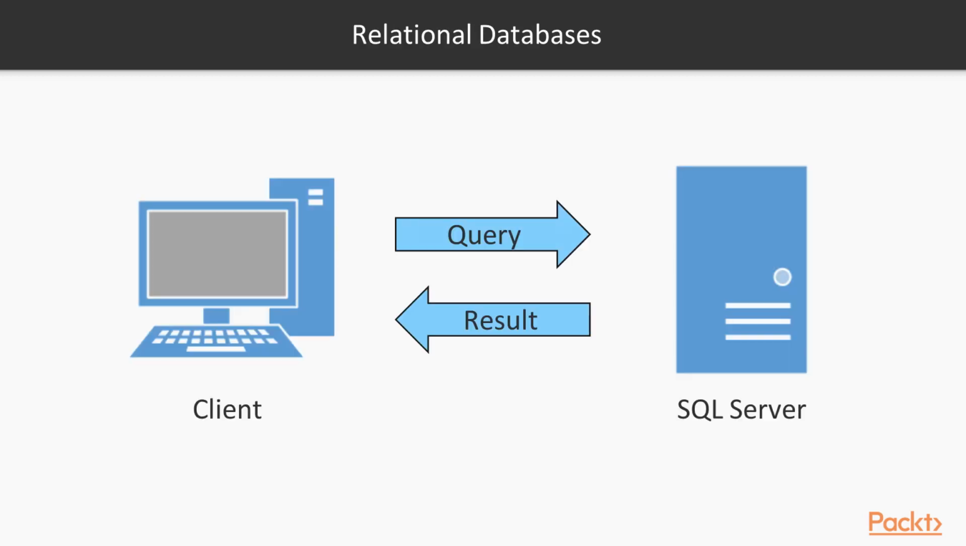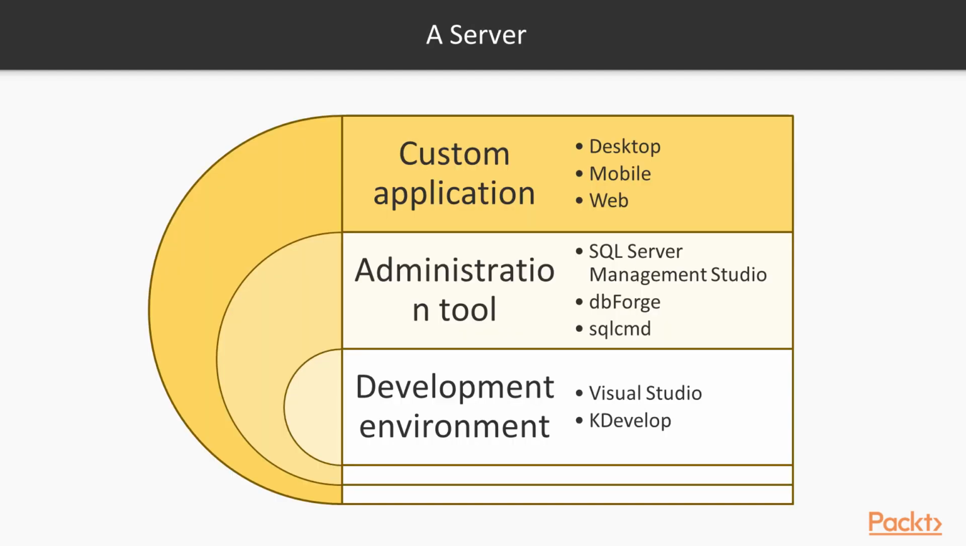In client-server architecture, the client is described as a user or device, or both, and the server is a provider of some kind of service. As you can see in this figure, the client is represented as a machine, but in reality it can be anything. So it can be a custom application like desktop, mobile, web, or administration tools like SQL Server Management Studio, dbForge, SQLCMD, or development environments like Visual Studio or KDevelop.